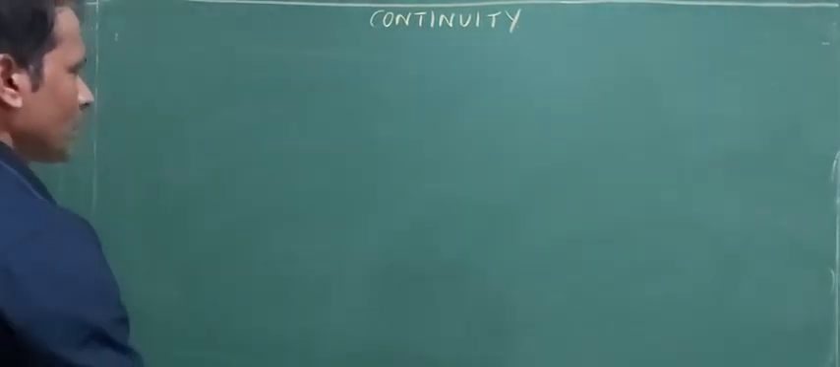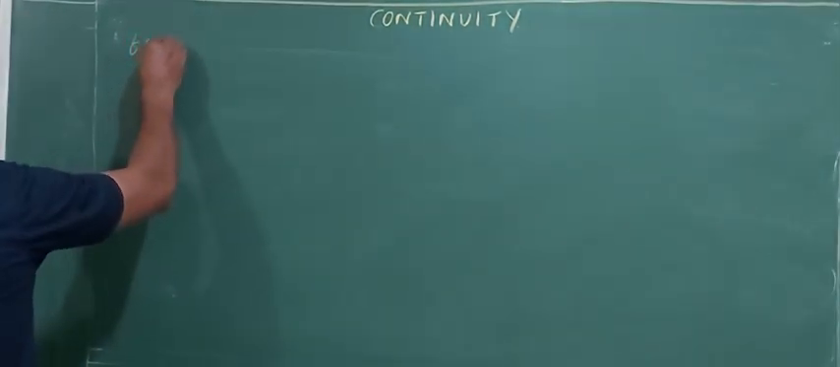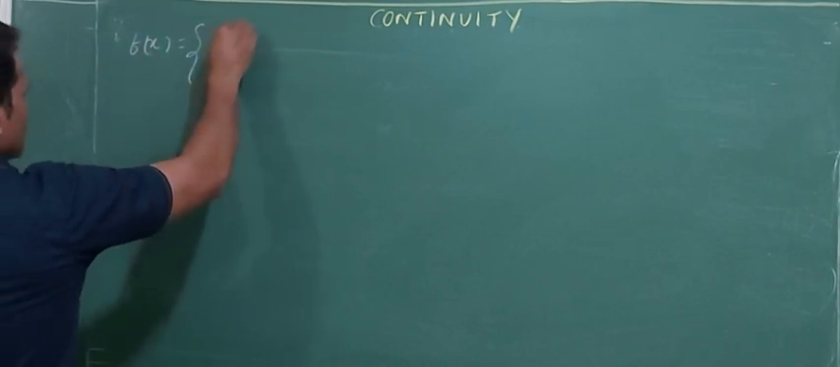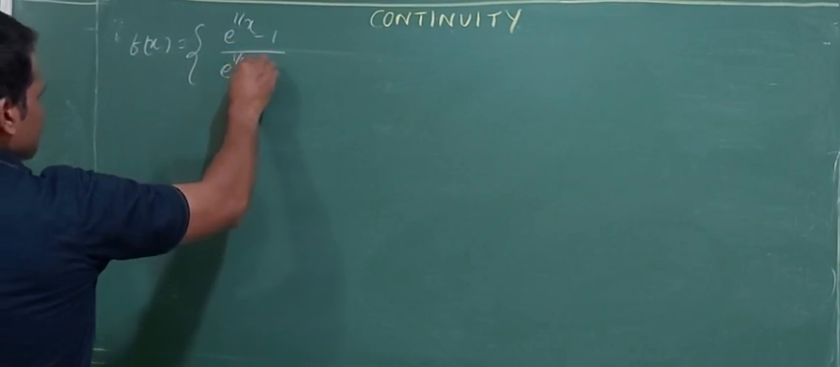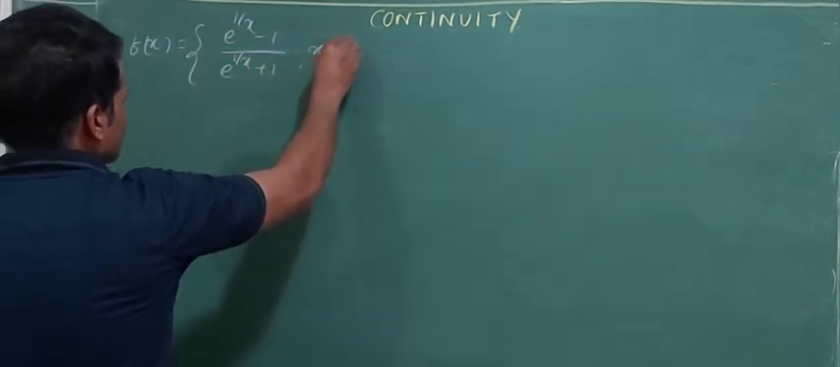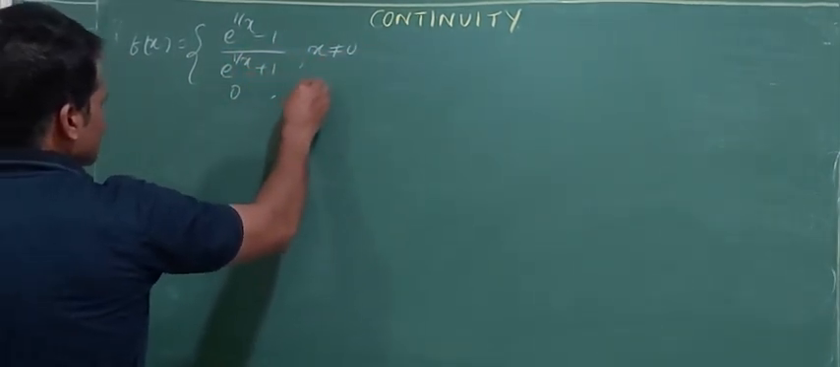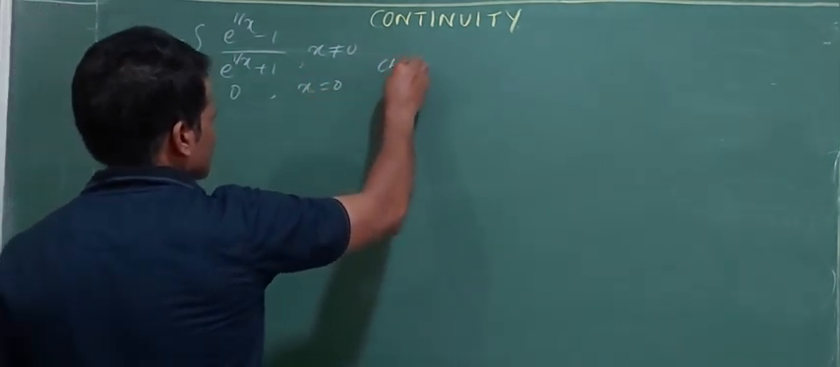Now, the other question I get: f(x) is equal to e to the power 1 by x minus 1, by e to the power 1 by x plus 1, for x not equal to 0, and 0 when x is equal to 0. Check the continuity.